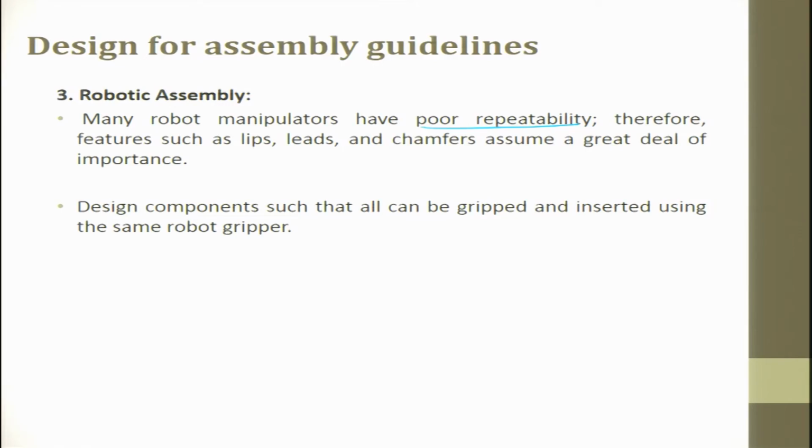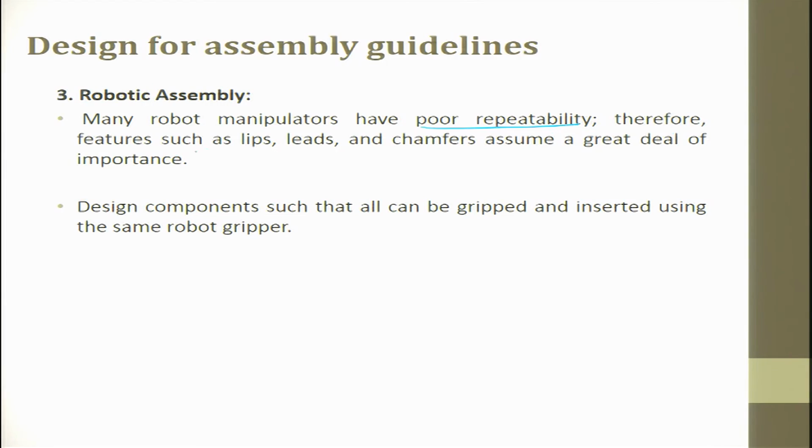Repeatability means that the exact location it went to the first time, the second time and the fifth time, the nth time, it has to go to the same location. That is very difficult because it is attached to a series of motors. Okay. So, poor repeatability is a known disadvantage of robotic assembly.